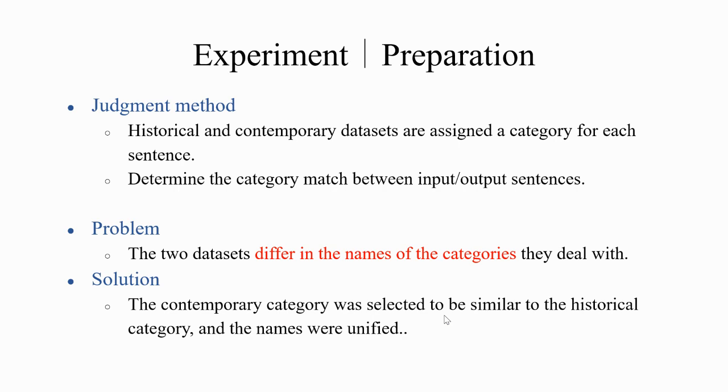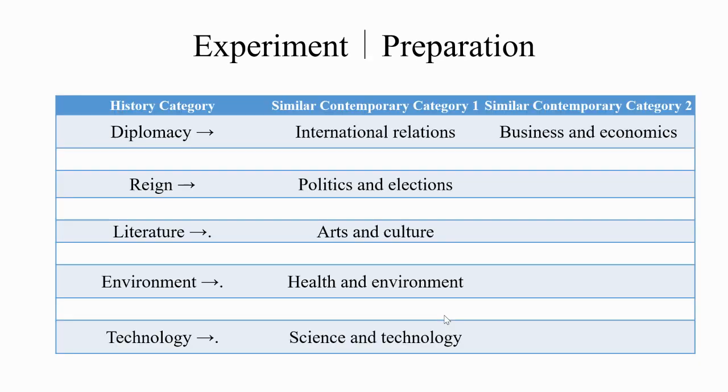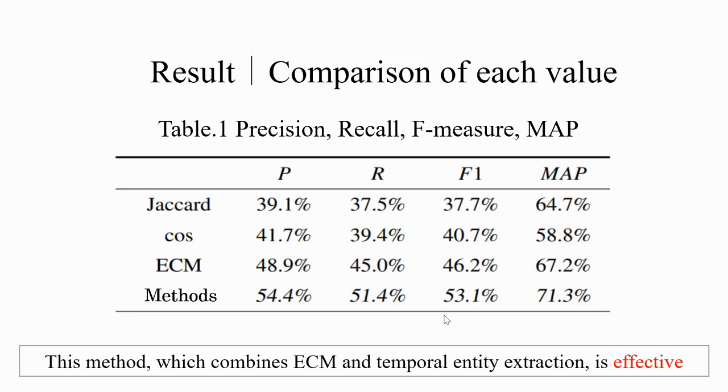However, the two datasets differ in the names of categories. Therefore, the contemporary categories were selected to be similar to the historical categories, and the names were unified. We actually read each sentence and unified them as shown in the table here. The experimental results are as follows.